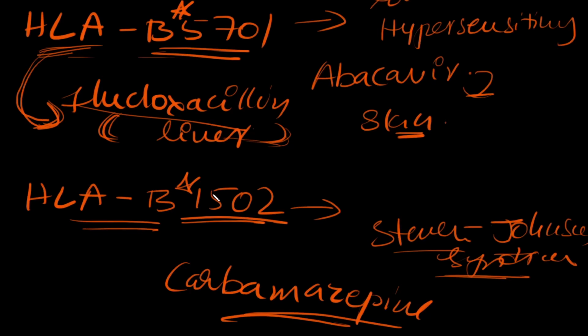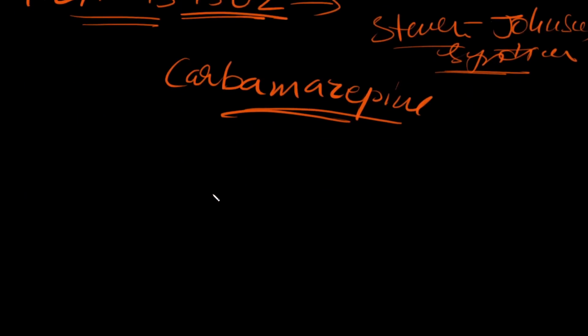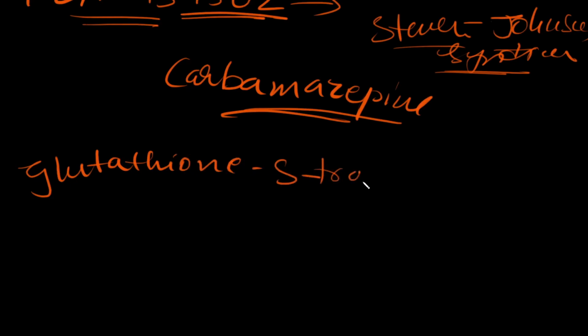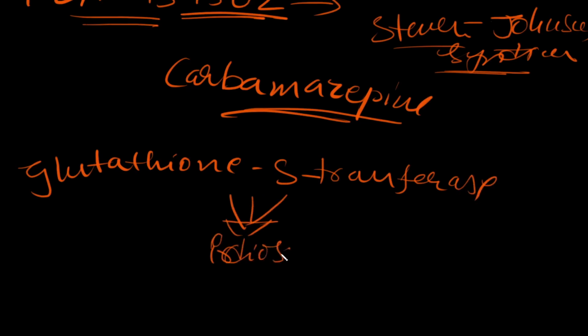Not only these human leukocyte antigen genetic variants, but also the variants of glutathione S transferase are involved in causing idiosyncrasy.